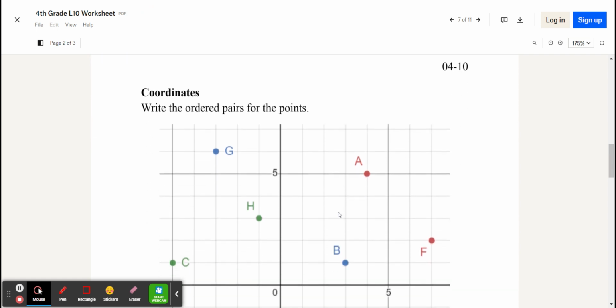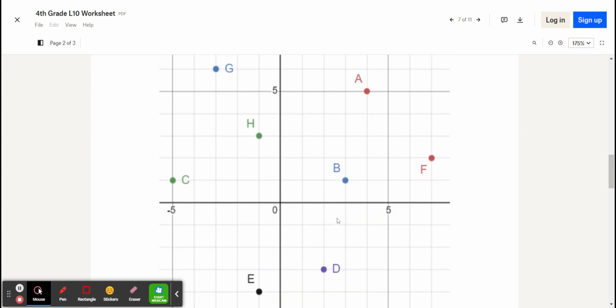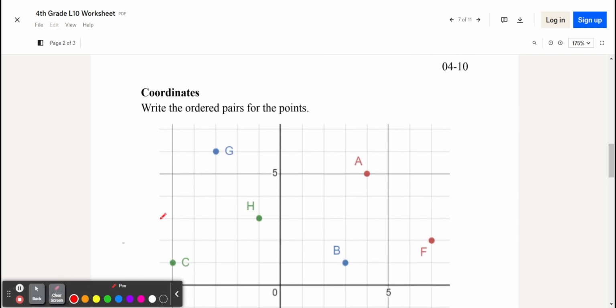Moving on, we're going to be finding the coordinates of these points. We're going to be writing them as ordered pairs. An ordered pair is just, you have parentheses, and you have the x, and then you have the y with the comma in between, and then you close the parentheses.